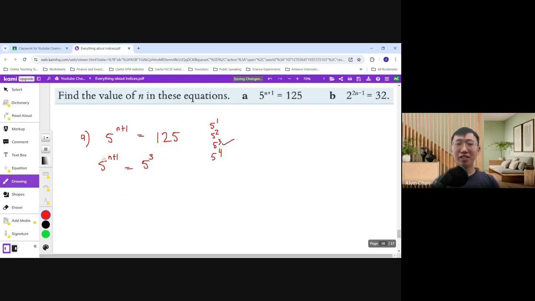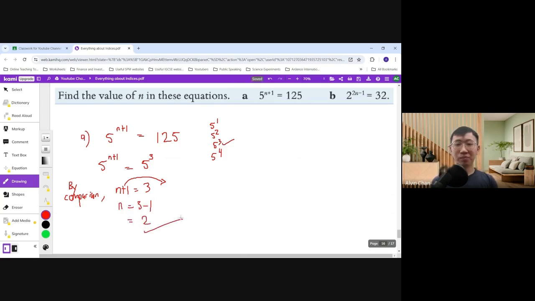And remember, now you have the same base, right? So what was the word? By comparison. You're going to copy 5 and 5, leave it. So you write n plus 1 is 3. Bring this plus 1 towards the other side. So you will get 3 minus 1. And you will get the answer n is actually 2.